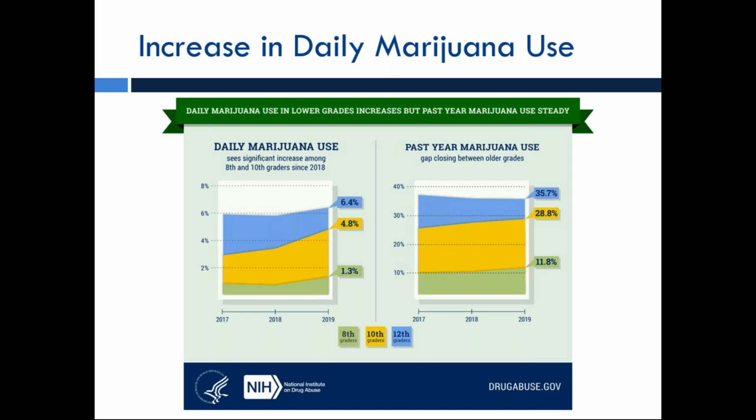On the right is the chart showing the trend of past year use by grade. And this shows that the younger grades are reporting a slight increase in past year use of marijuana, whereas there's a decline in past year use among 12th graders. So the gap is closing between 10th and 12th graders with respect to marijuana use. Both the daily and the any use in the past year do show some uncomfortable trends when it comes to our younger students.